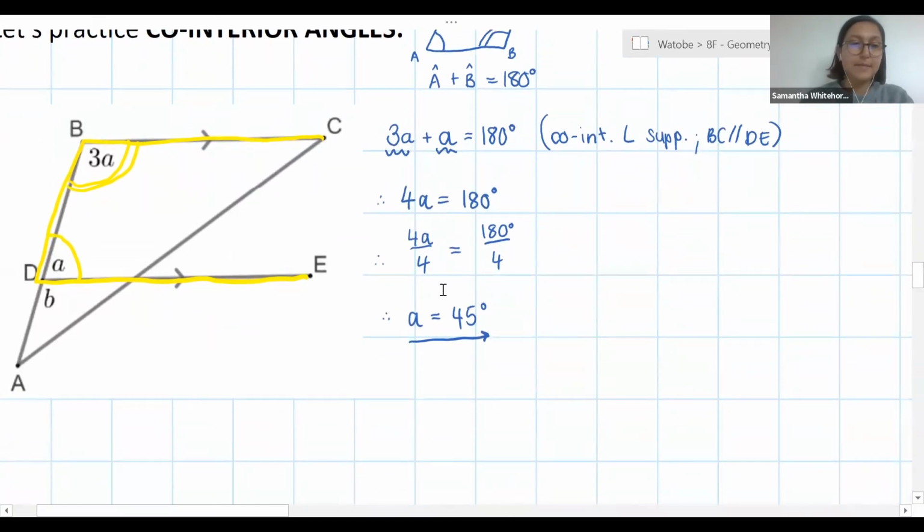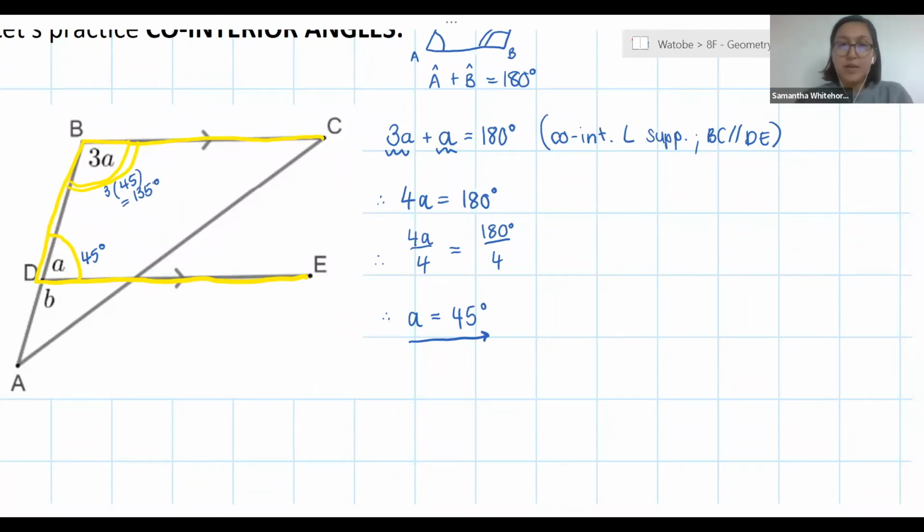Okay. Now again, I'm just going to fill this in on my diagram for myself. 45. Now 3A is 45 times 3, which means that the angle I'm working with there is 135 degrees. I'm just filling that in just in case it helps me to work out what my B is equal to.